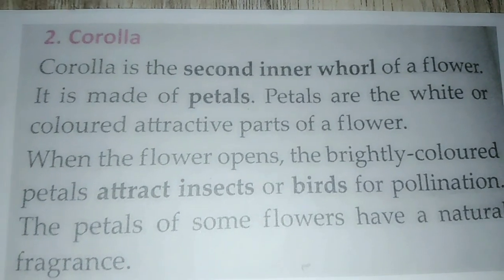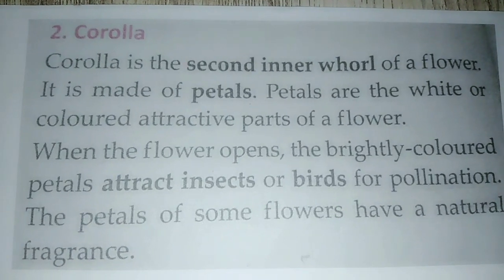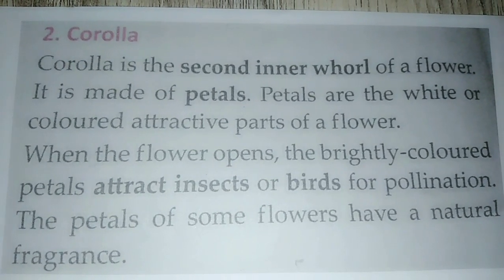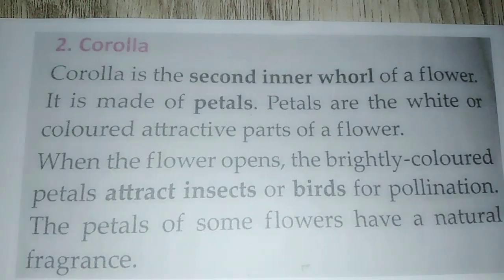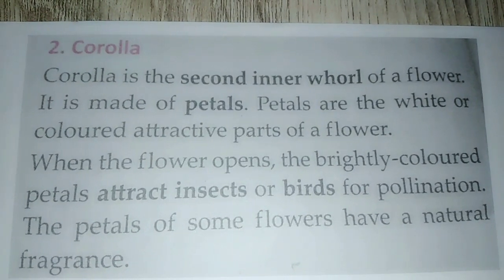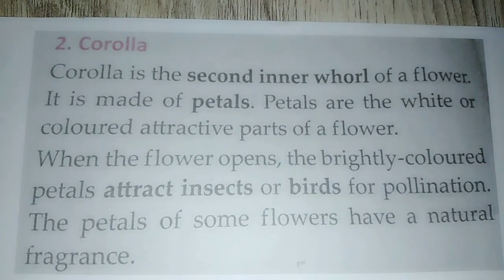Corolla. Corolla is the second inner row of a flower. It is made up of petals. Petals are the white or colored attractive parts of the flower. When the flower opens, the bright colored petals attract insects or birds for pollination. The petals of some flowers have a natural fragrance. This is an example of corolla.